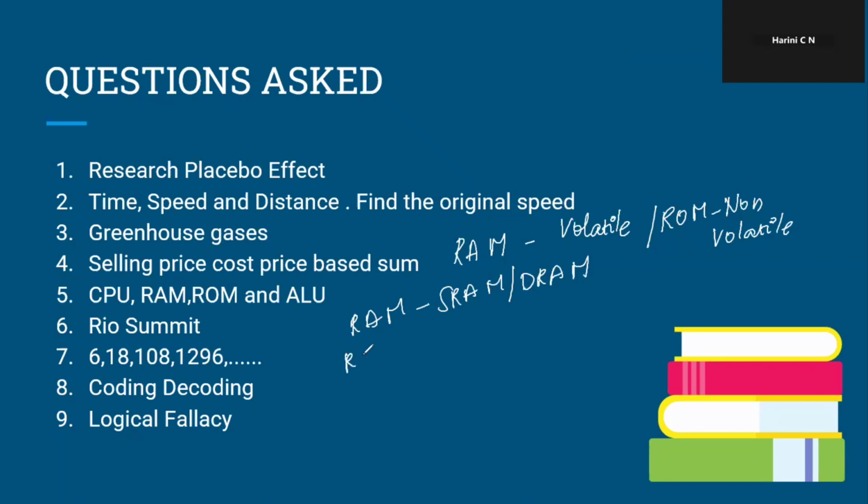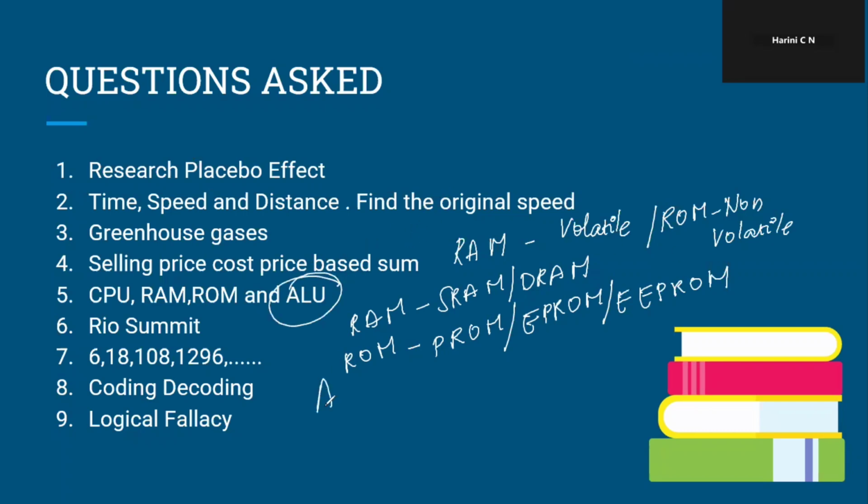By now, you should know the full form of it. RAM and ROM, PROM, EPROM, EEPROM. And what is this ALU? ALU full form is Arithmetic Logic Unit. It forms one of the major units in the CPU.